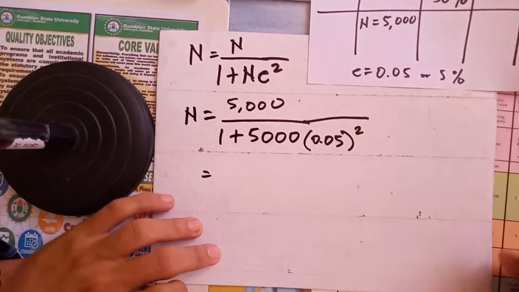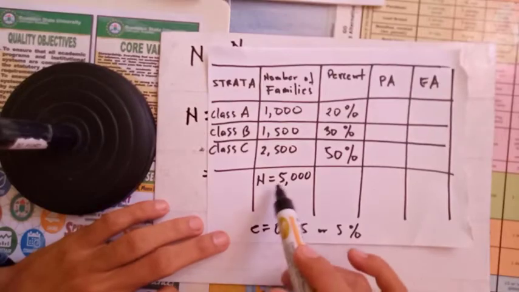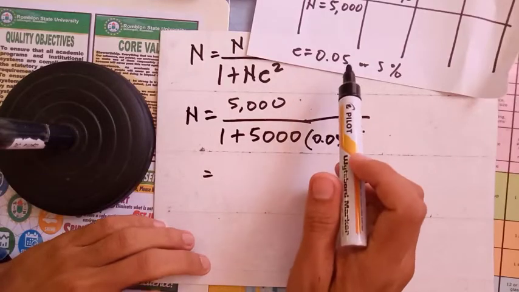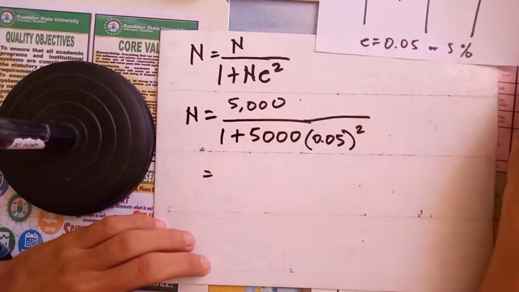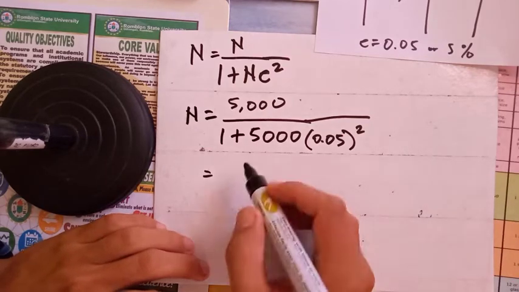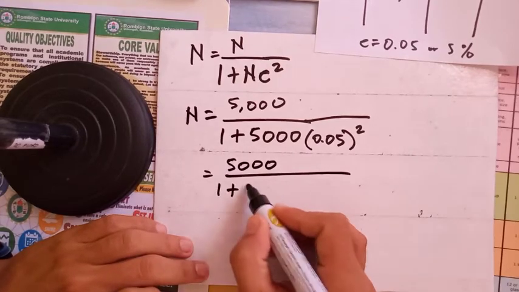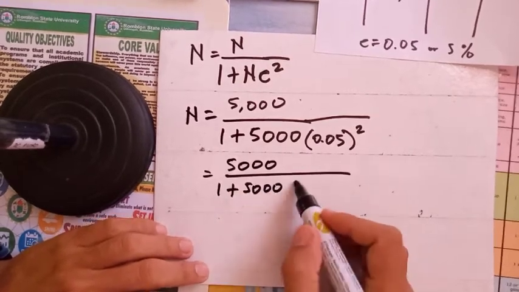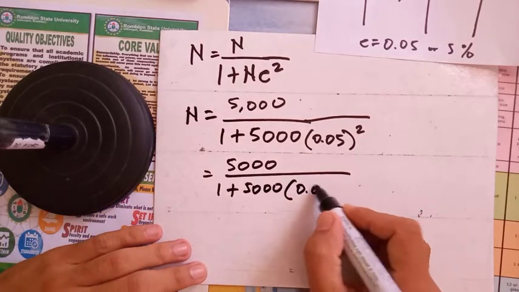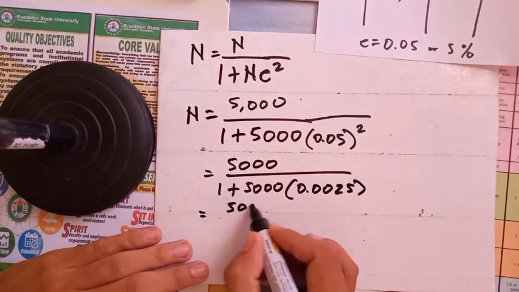Let me repeat where the 5,000 came from. It is from the N in the example. And where did the 0.05 come from? That will be our margin of error in the example. So, proceeding, 5,000 over 1 plus 5,000. 0.05 squared would be equal to 0.0025.